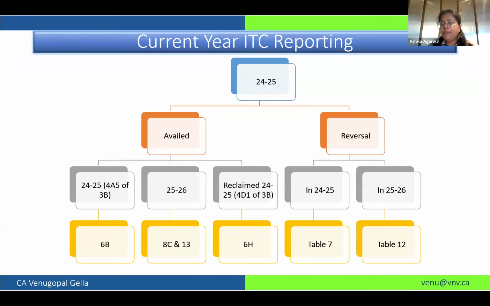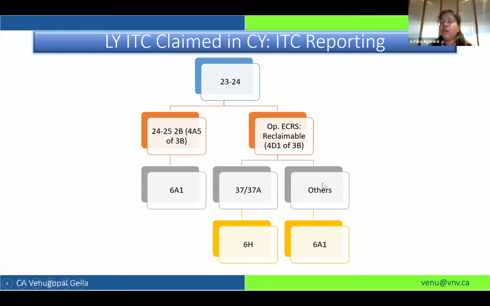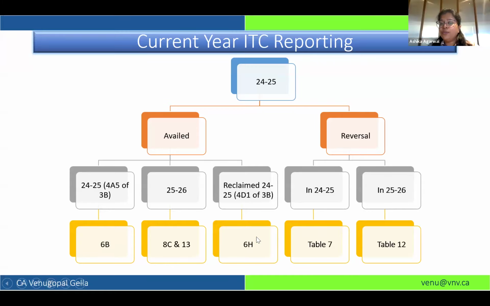You have to remember reclaimable, you have to divide into two. One is opening ECRS, which belongs to 23-24, that they want in 6A1. One is reclaimable during the period, that they want you to report in 6H.